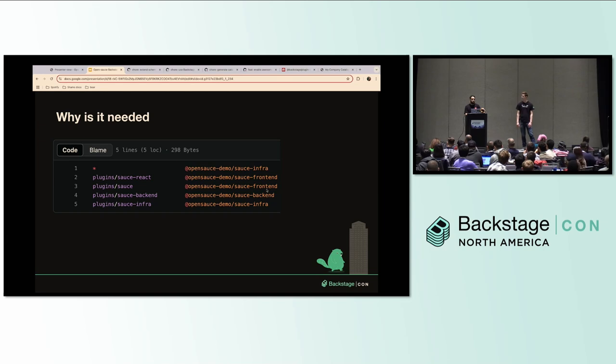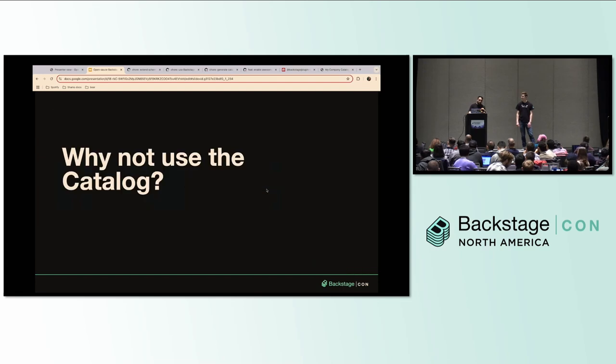So what is another tool that we can use to define the plugin ownership? There's one tool that comes to mind, and that is the catalog. Because why not use the catalog? Let's think about why we actually have the catalog in Backstage. One of the biggest reasons is to display ownership of your microservices within your company. So why not do the same for our plugins?